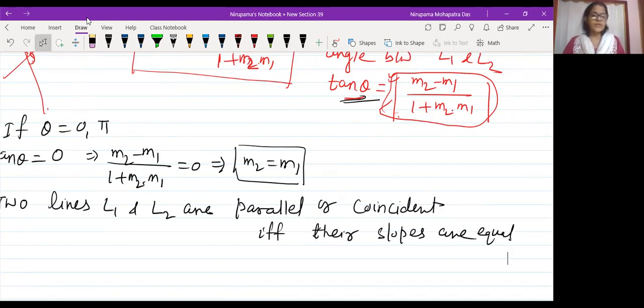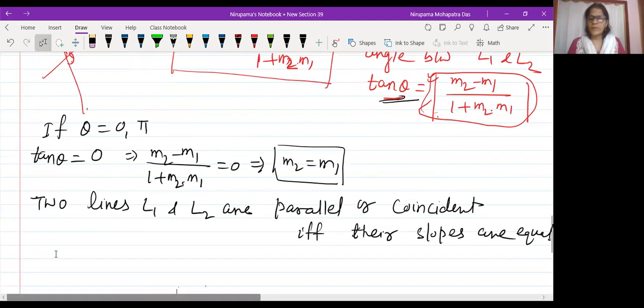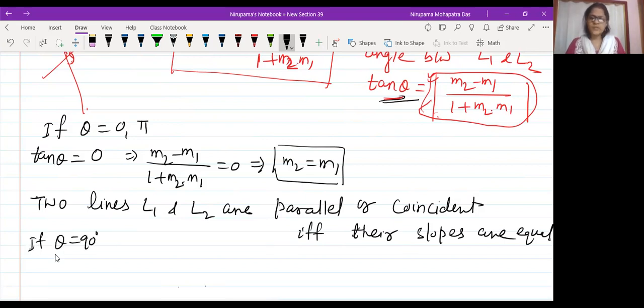So when slopes are equal, it means that the slope of the x-axis will be 0. We already have taken that. Now next, this is the condition for two lines to be parallel. Similarly, if theta equal to 90 degrees, it means two lines are perpendicular. So if theta is 90 degrees, tan 90 degrees, tan theta is not defined.